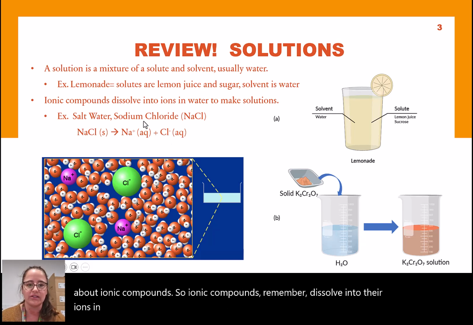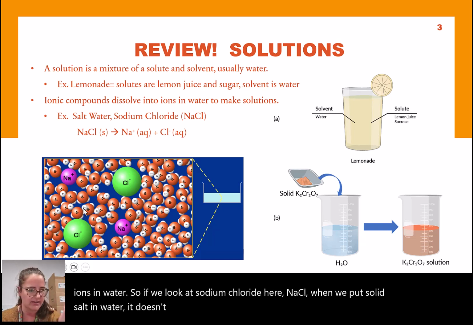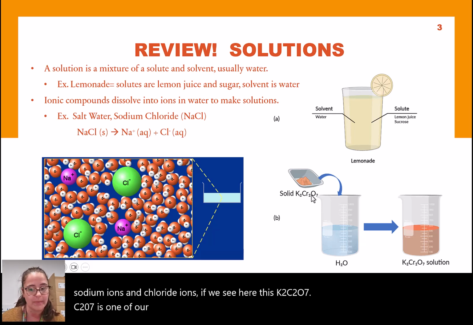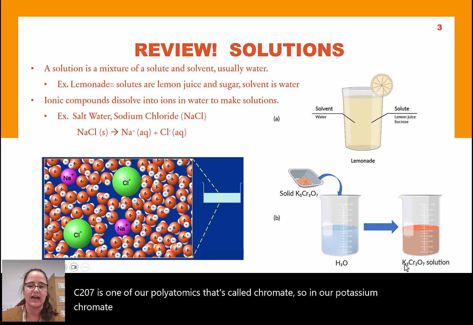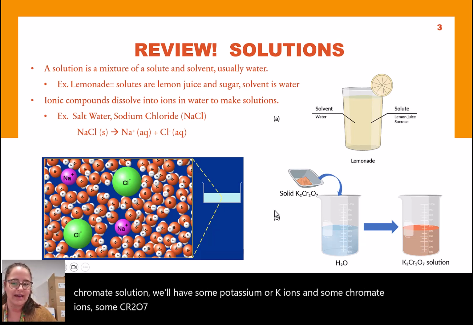So if we look at sodium chloride here, NaCl, when we put solid salt in water, it doesn't stay together as sodium chloride. It dissolves into sodium ions and chloride ions. If we see here, this K2Cr2O7, Cr2O7 is one of our polyatomics. It's called dichromate. So in our potassium dichromate solution, we'll have some potassium, or K, ions and some dichromate, Cr2O7, ions. Okay, so that's solutions.